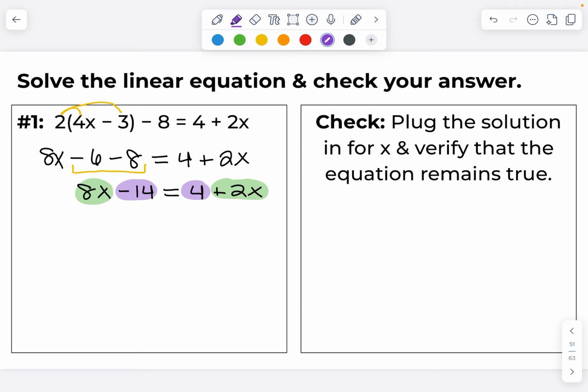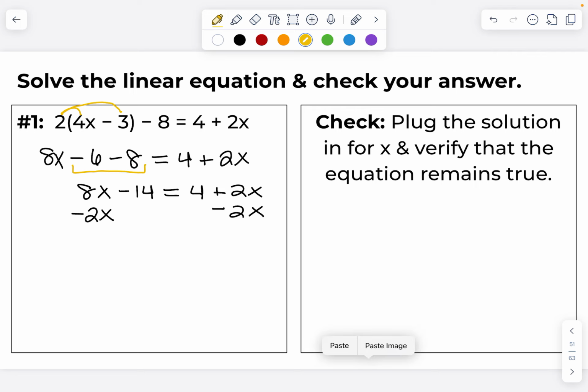When solving, I personally always just move my x's to the left side. That's just something that I like to do. So I'm going to move my x's to the other side. When I want to move something, I need to get rid of it from one side. To get rid of a positive 2x, I'm going to subtract 2x because that goes away to 0. And now over here on the left, I can simplify. 8 minus 2 gives me 6x. I still have the minus 14 and then equals 4.